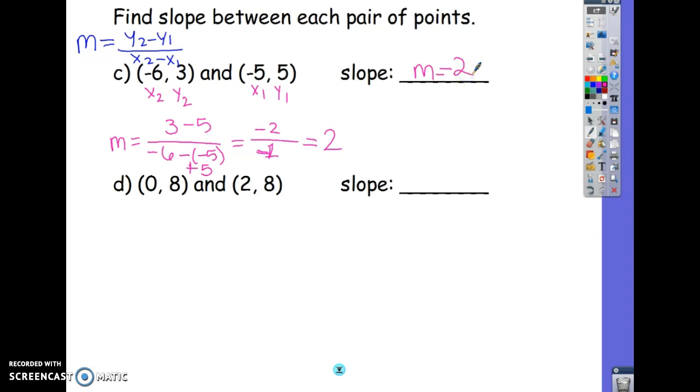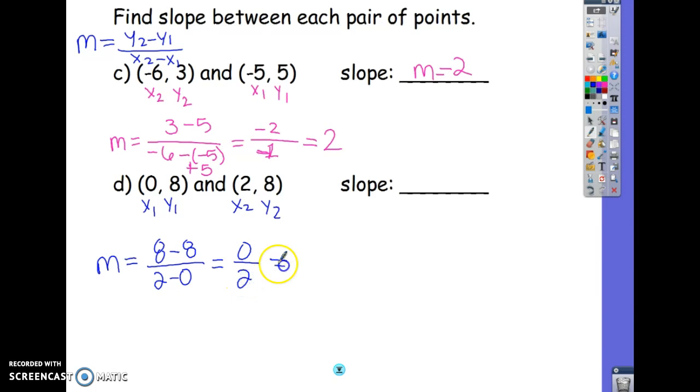Then we do the same thing, just using that formula again. This time, 0, 8 will be my x1, y1, and 2, 8 will be my x2, y2. So m will equal 8 minus 8 divided by 2 minus 0. 8 minus 8 is 0. 2 minus 0 is 2. 0 divided by 2 is 0. So all we did was compute that, and we found our slope m equals 0.